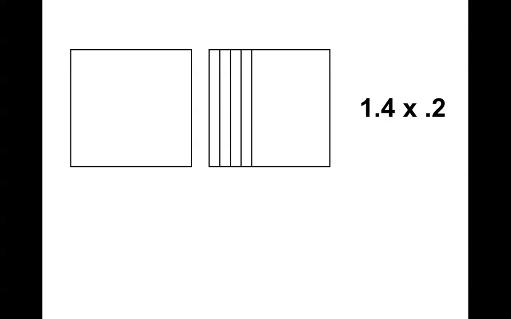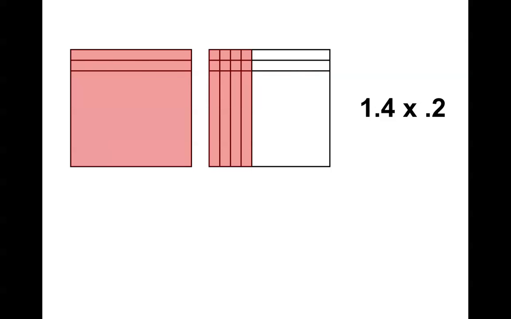What if I had this problem? Well, here's 1 and 4/10, 1 whole and 4/10, and I'm going to multiply that by 2/10. Do you notice where the overlap's going to be? So what's my answer going to be? I'm going to have two long pieces here. Each of these are tenths, and these are hundredths. So I'm going to have 2/10 and 1, 2, 3, 4, 5, 6, 7, 8 hundredths. 2/10, 8 hundredths. When I add those together, I get 28 hundredths.